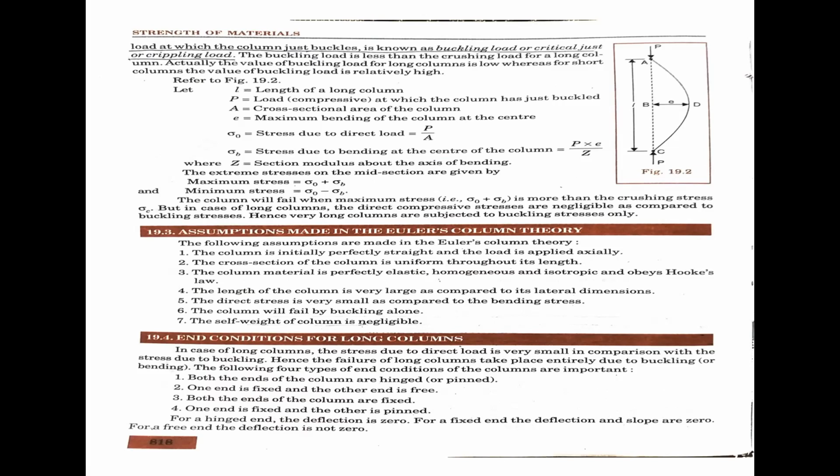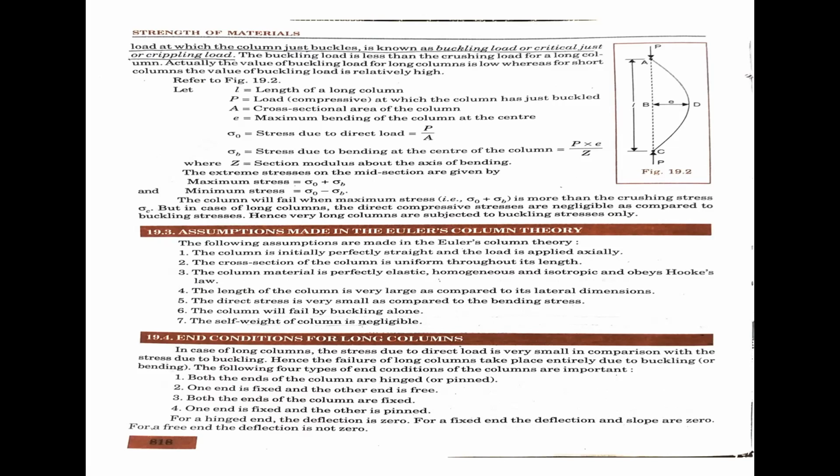These are the main types of columns, short column or long column, and failures of columns. Short column fails by crushing, long column fails by buckling. Next, 9.3: assumptions made in Euler's column theory. Write the assumptions. Some assumptions we have to follow for a column theory. The following assumptions are made in Euler's column theory.